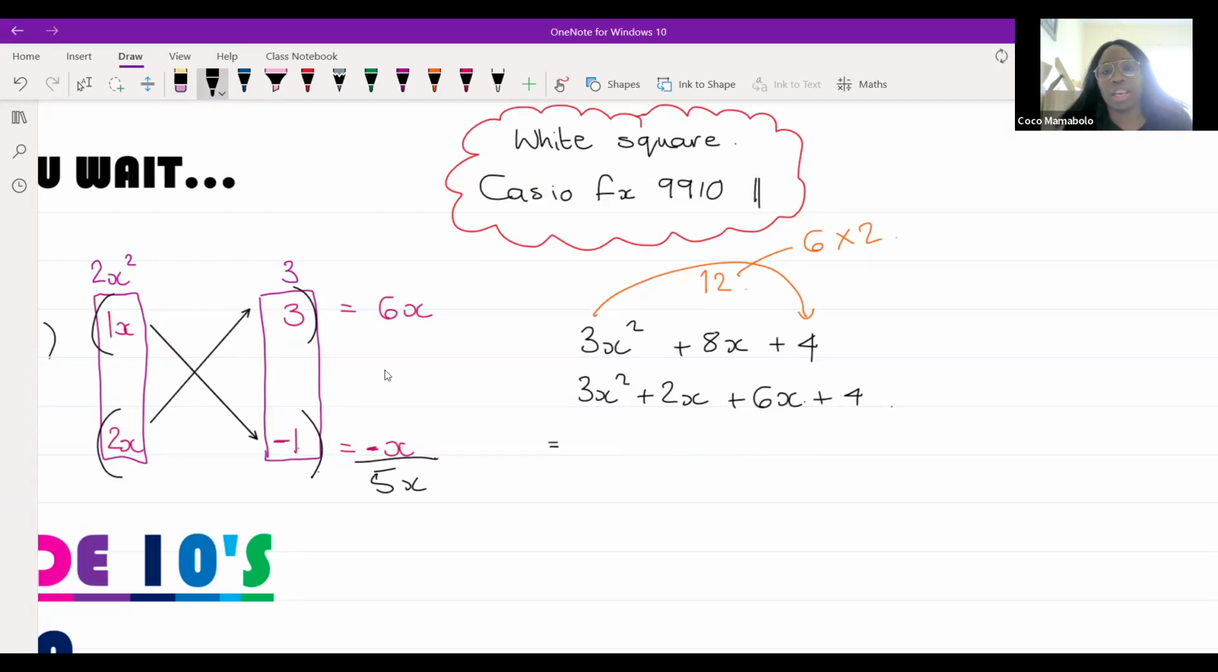Over here, we would take x out as a common factor, right? Yes, and then brackets, 3x plus 2. And then over here, find a common factor with 6 and 4, which should be 2, and then you divide. It should be 3x, and that would give us 3x plus 2, and there's our common factor. So we can then have 3x plus 2 and then x plus 2 in the other bracket.